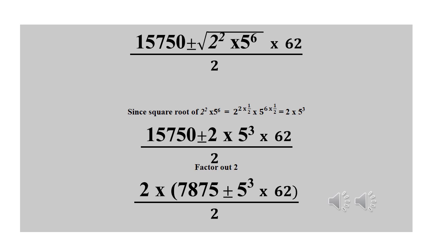So plus or minus 5 raised to the power 3 times 62 all over 2. That is, we now have 2 times open bracket 7,875 plus or minus 5 raised to the power 3 times 62 close bracket all over 2.